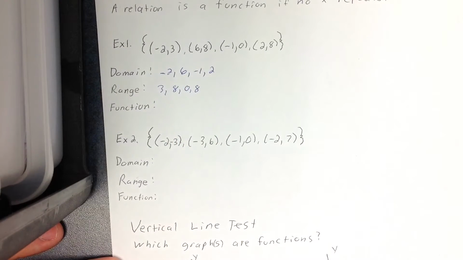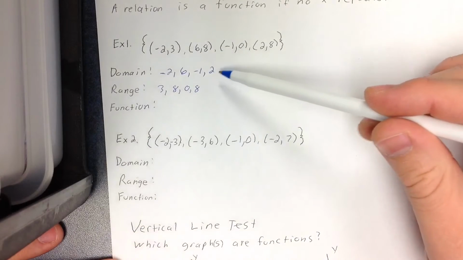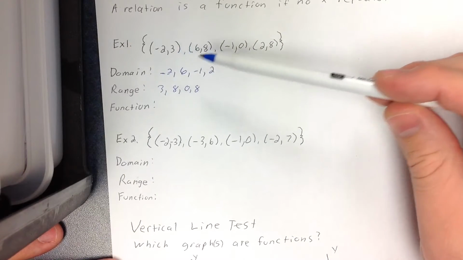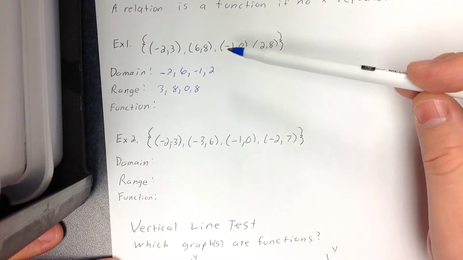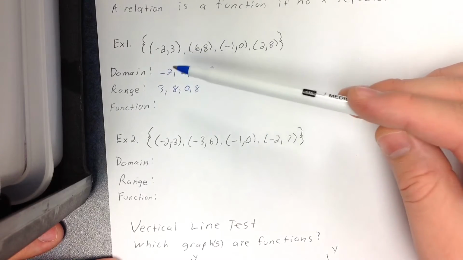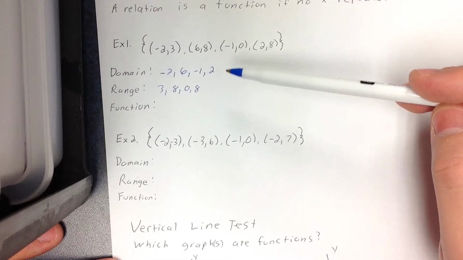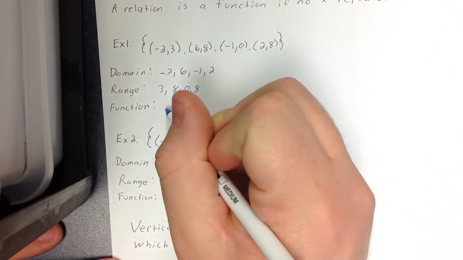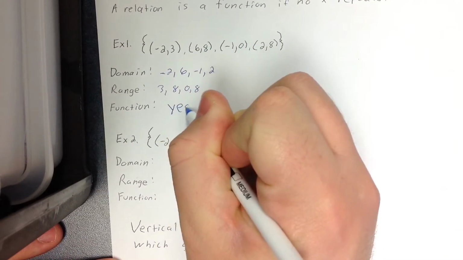Now, to tell whether it's a function, we look at the domain. As long as all the domain is different, it is a function. So none of these numbers in the domain repeat, because negative 2 and 2 are still two different numbers. So since none of them repeat, it is a function.